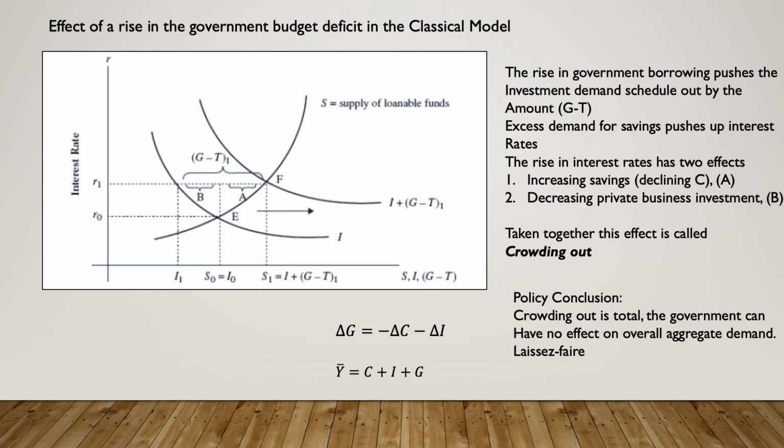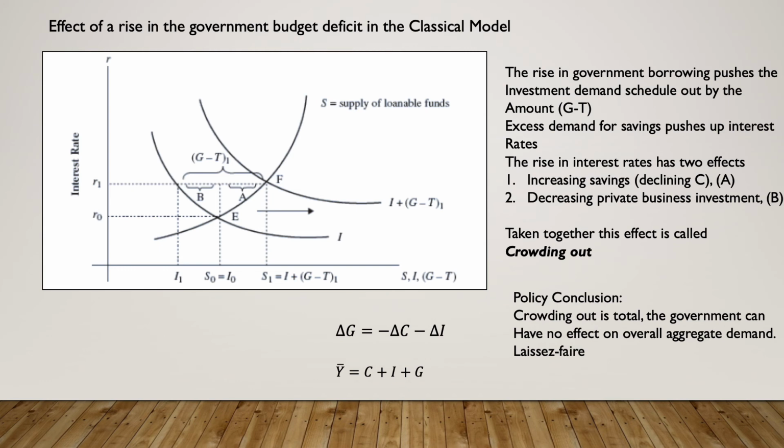So let's get our bearings here. We have the interest rate on the y-axis. We have the amount of loanable funds and government borrowing on the x-axis. This is the amount of private savings, the amount of private investment, and the amount of government borrowing, as is represented by the size of the government budget deficit, G minus T. We're going to start out at the naughts, and so we're dealing with R naught and I naught, S naught. This is an equilibrium at point E.